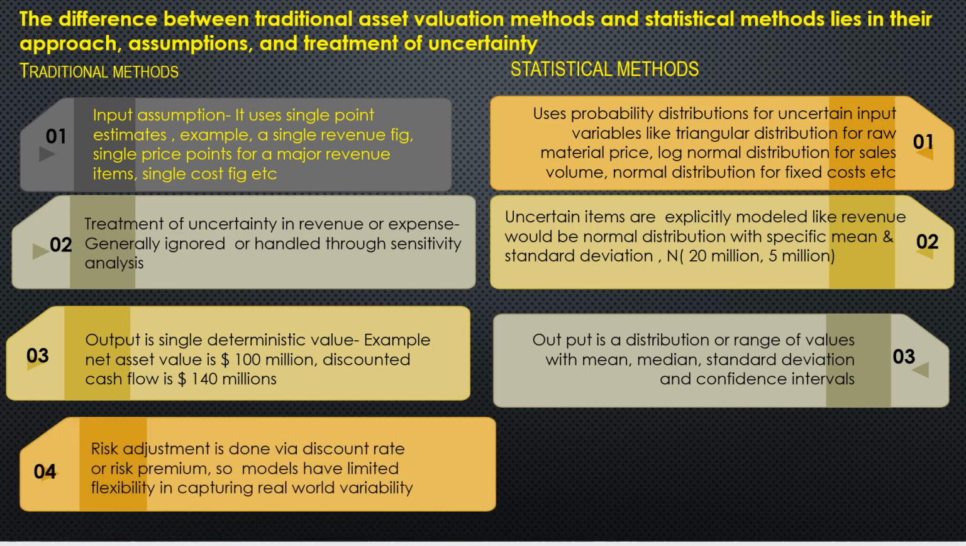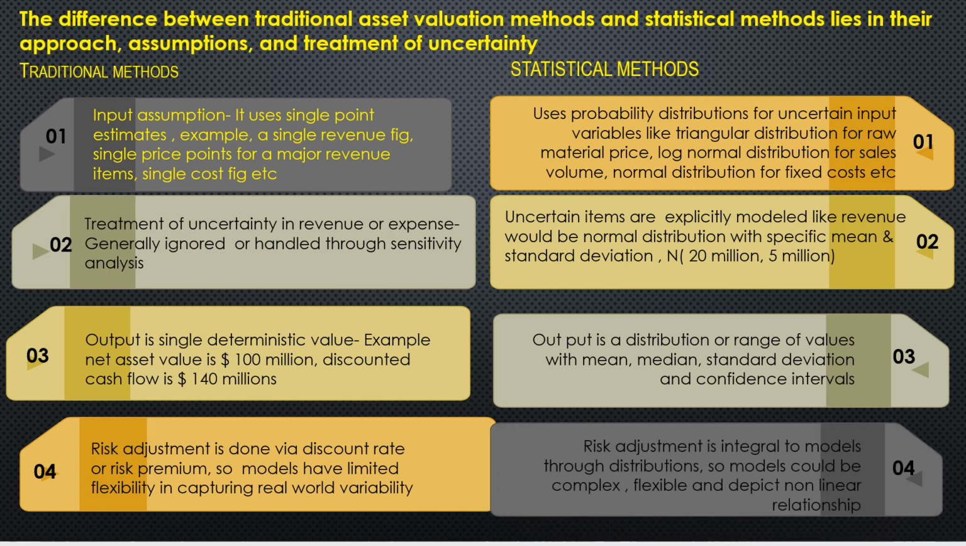Risk adjustment is done via discount rate or risk premium. So models have limited flexibility in capturing real-world variability. Under the statistical methods, risk adjustment is integral to models through distribution. So models could be complex, flexible, and depict nonlinear relationships.